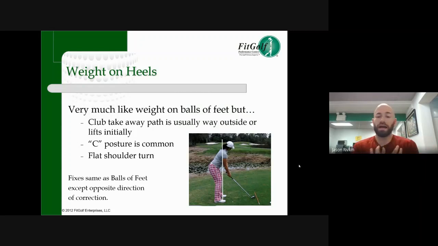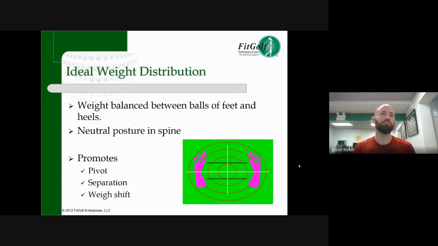So again, if you're working with a golfer with C posture, have them get in their stance, close their eyes, and ask them where their weight is. More times than not, it's going to be back on their heels, right? Back on the heels leads to C posture, which leads to poor shoulder turn and separation in the swing. So it's the same issue, opposite direction. Again, there's more information on ideal weight distribution: neutral spine and evenly distributed weight promote a good pivot, good separation in the swing, and a good weight shift.